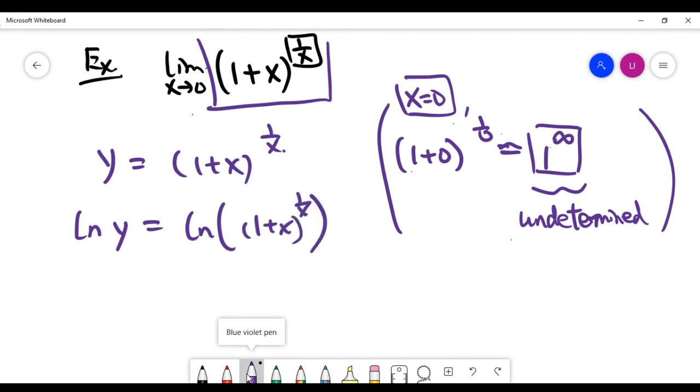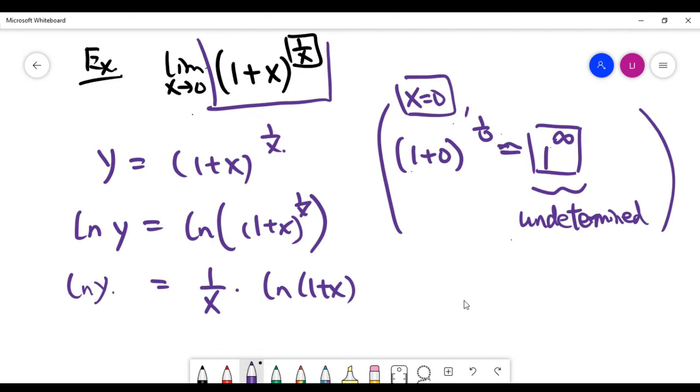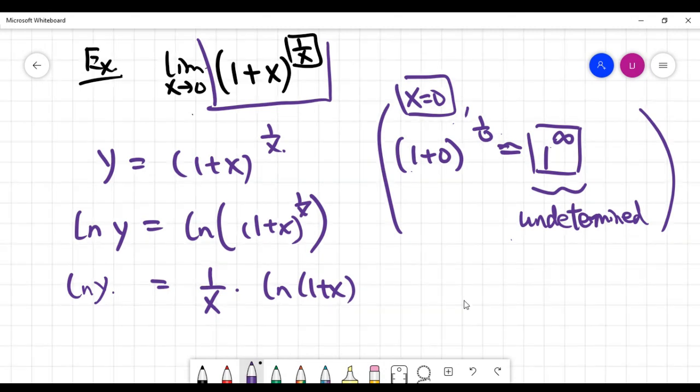This strategy is always quite useful when the exponent contains the power of x. Because the ln function has a special property, you can pull out the power. The power is 1 over x times ln of 1 plus x now for the right-hand side. And now, instead of looking at the original limit problem, I can try to take the limit of the current case.